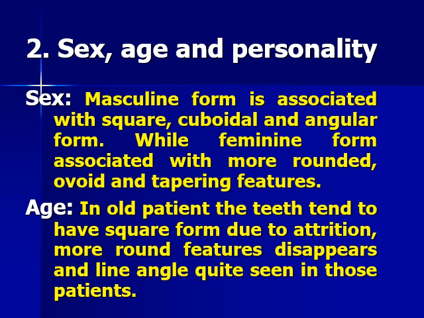Regarding the age of the patient, in old age the teeth tend to have a square form due to the attrition of the teeth with age. Therefore, round features disappear, and the line angles are quite seen in those patients.